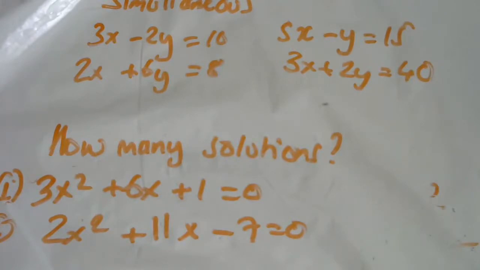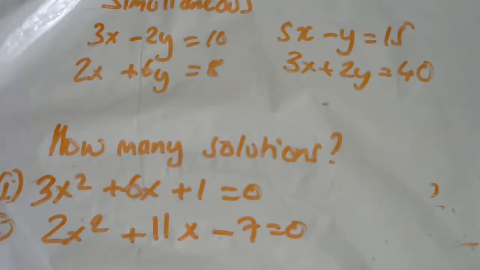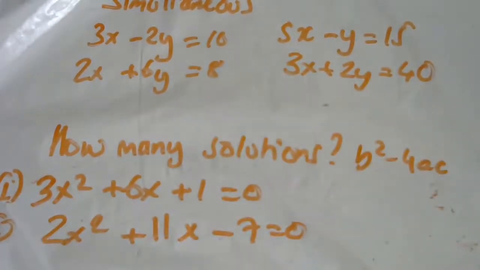All right. So I hope that makes sense to you, so you all know what you're doing. That's your two simultaneous questions. That's a question asking how many solutions, and you're meant to be using b squared minus 4ac. All right? And that's that. As soon as you copy that, you're free to go.